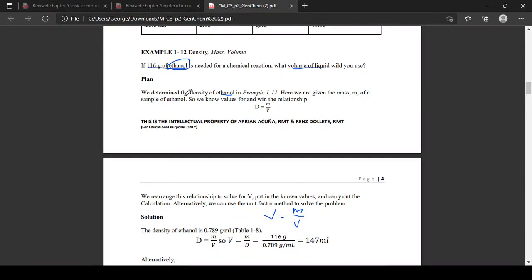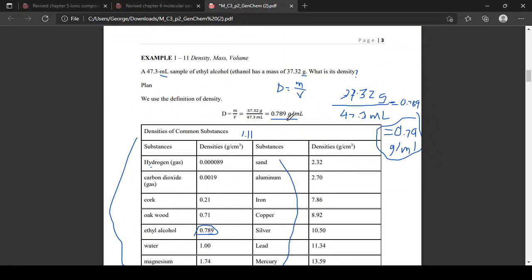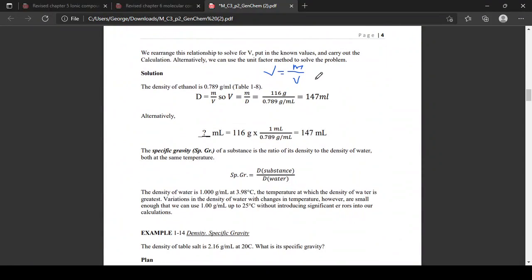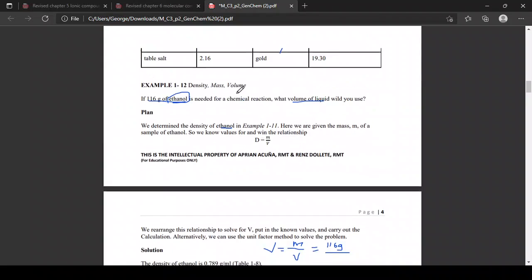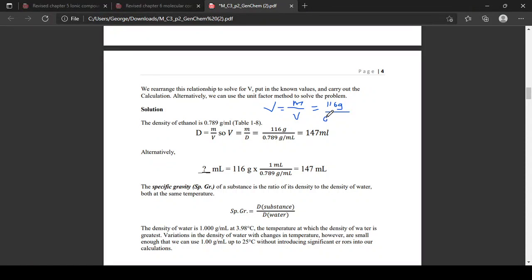Ang ating mass, which is given, is 116 grams of ethanol over ang ating density ng ethyl alcohol or your ethanol, 0.79. So now volume is equals to 116. Nakuha ko ang 116 again sa problem. Ang ating density, given naman sa problem, which is sa table, 0.789.